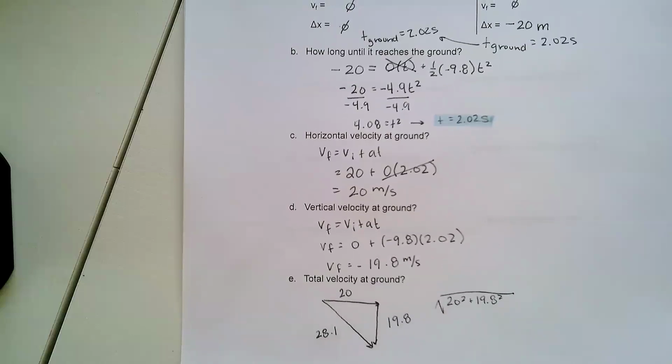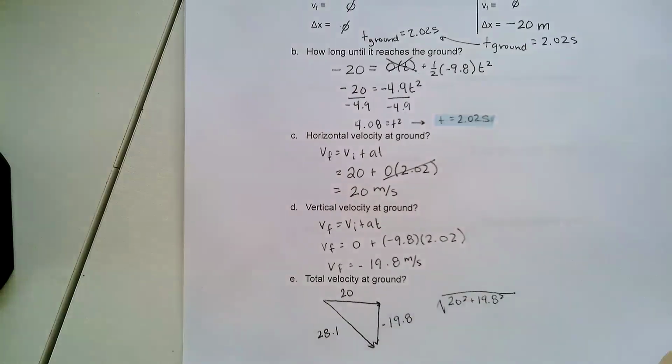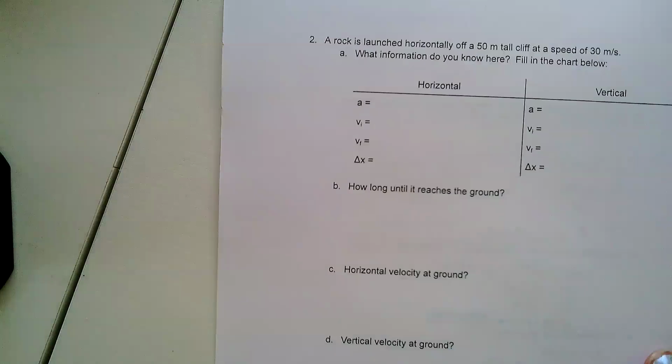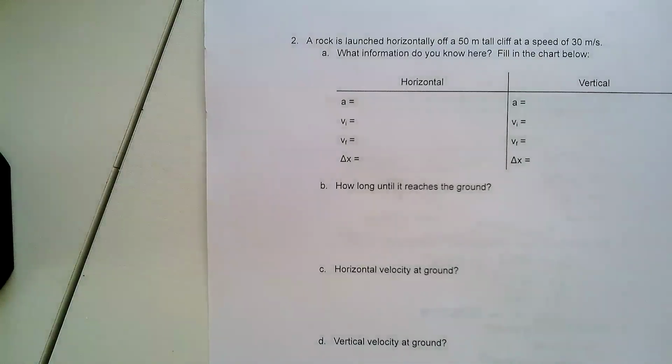Notice, this is actually negative 19.8. When you square a negative, it goes away, so it doesn't actually matter to the math. All right, so that is the entirety of this problem. What I'm going to ask you to do is work through all of problem 2. Pause this video while you do. It's almost exactly the same conceptually. The numbers are just different. And then I am going to go through the entirety of problem 2. So pause now, work through it.